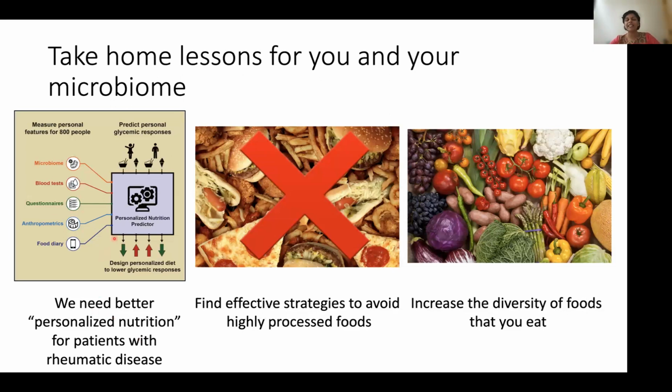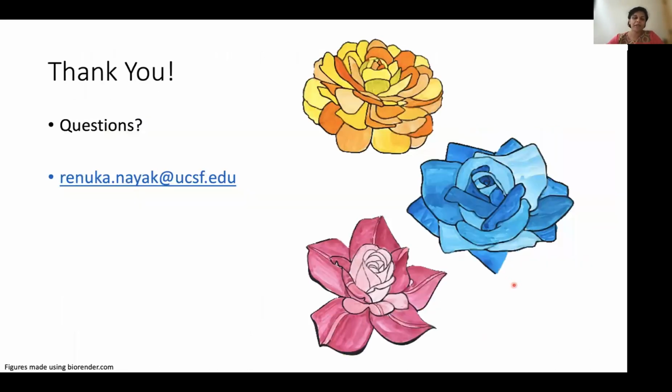But while we're figuring this out, there's a few things that you can do, which is to try to avoid highly processed foods and find strategies to make it easy for you to replace them with things that are healthy, colorful, and minimally processed, that are going to be good for your immune system and good for your microbiome. And share that with your colleagues, your friends, and your peer groups.